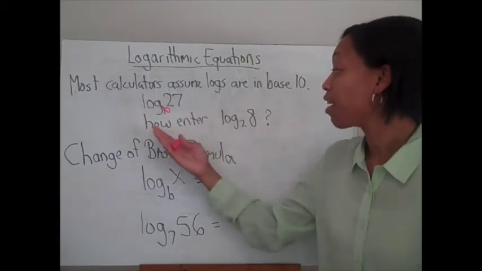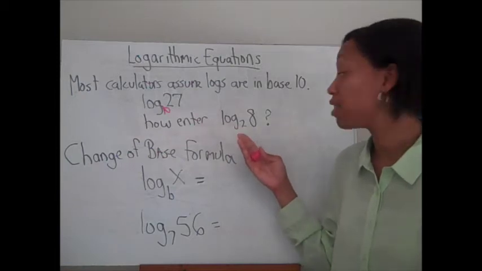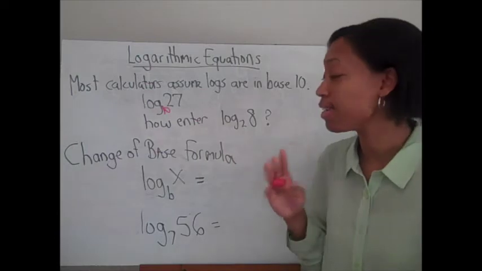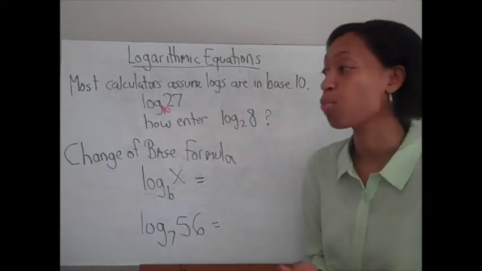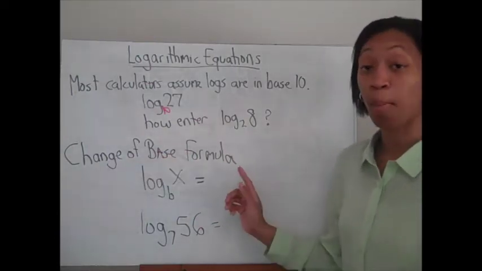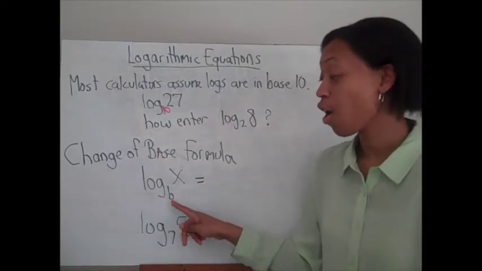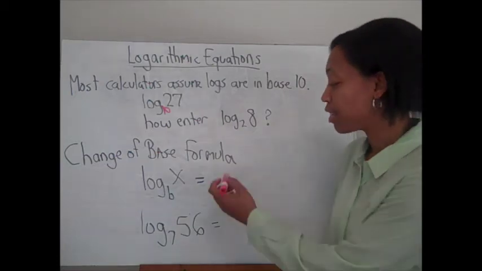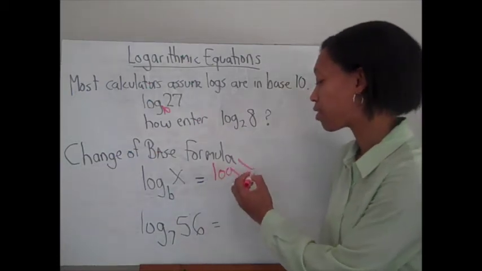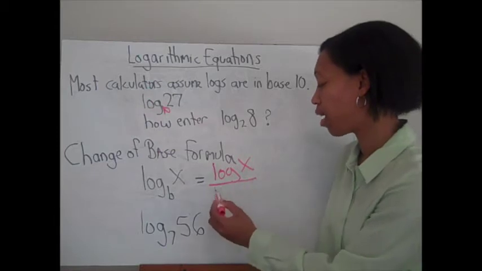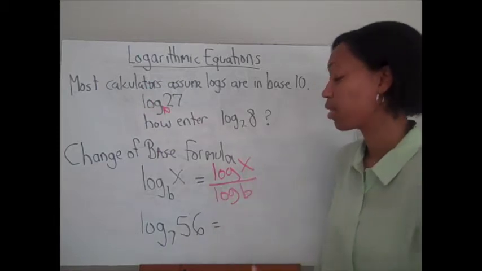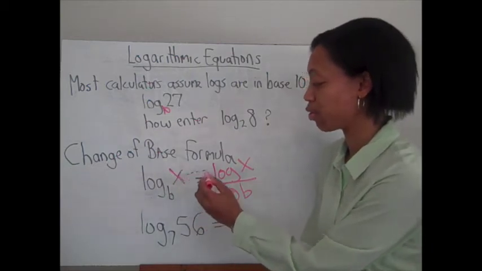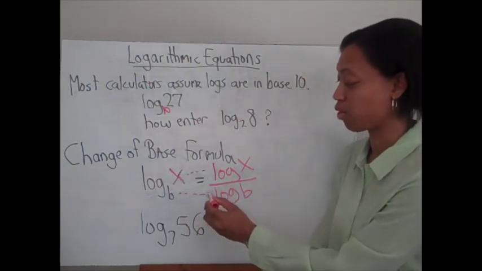But the problem is, how do you enter something like log base 2 of 8 in your calculator? In order to do that, you have to break that down using the change of base formula. The change of base formula tells us that if the log is in anything besides 10, log base b of x is equal to the log of x divided by the log of b. And I like to think of that as the x goes right on top, and the b goes right on bottom.